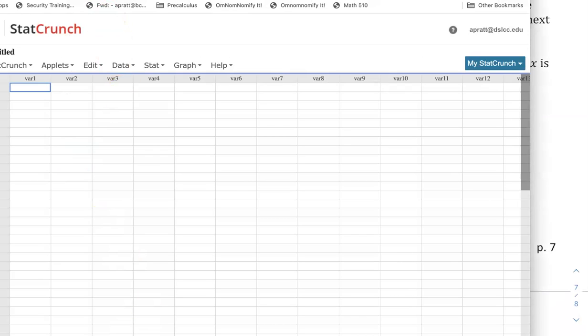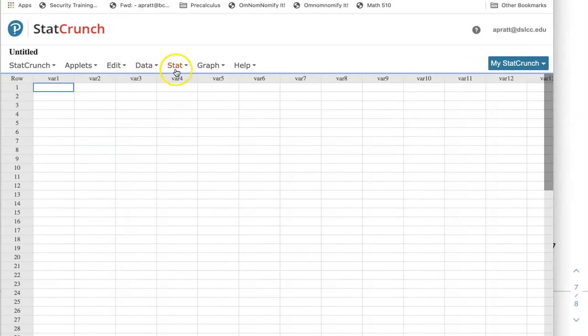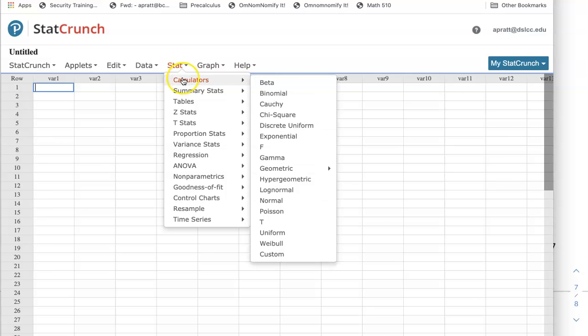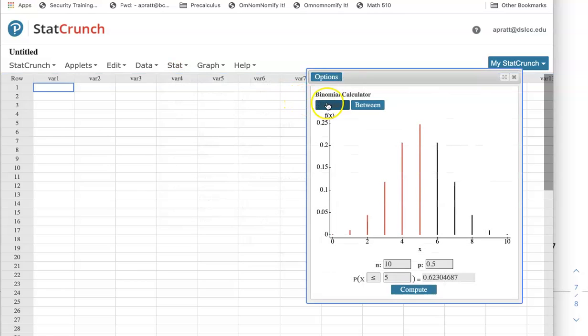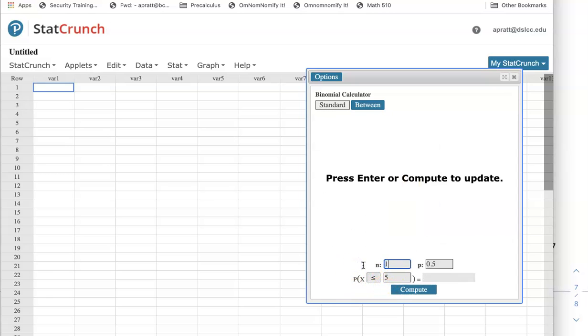We're going to StatCrunch. So StatCrunch has a lot of calculators built into its system. And so if you go to Stat, Calculator, Binomial, then we can either do the standard where you can have your number of trials, and in this case we have 12, and then our probability of success, in this case is 0.6, and then we can either do less than or equal to, greater than or equal to, less than, greater than or equal.